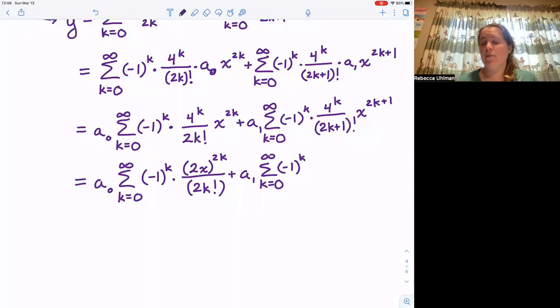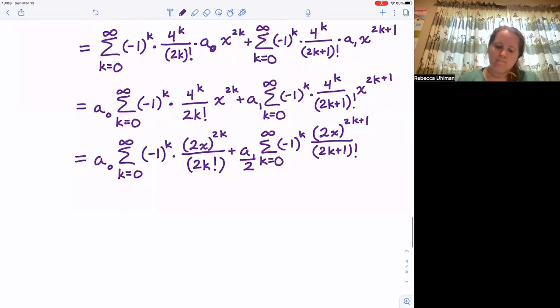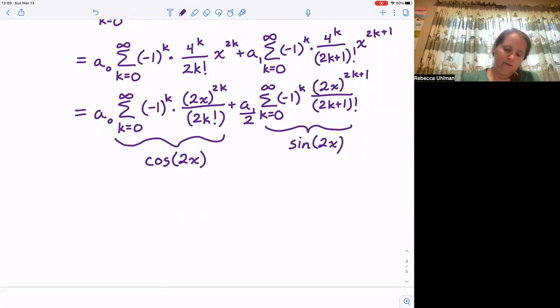If we want 2x to the 2k plus 1, we'll need to divide by a 2 as well. So we have a 2x to the 2k plus 1 over 2k plus 1 factorial. But since we did add in an extra power of that, we should also divide by a 2. This is our cosine of 2x, that first sum. The second sum is our sine of 2x. So we do have an answer in cosine of 2x and sine of 2x, and then our solution to our IVP.